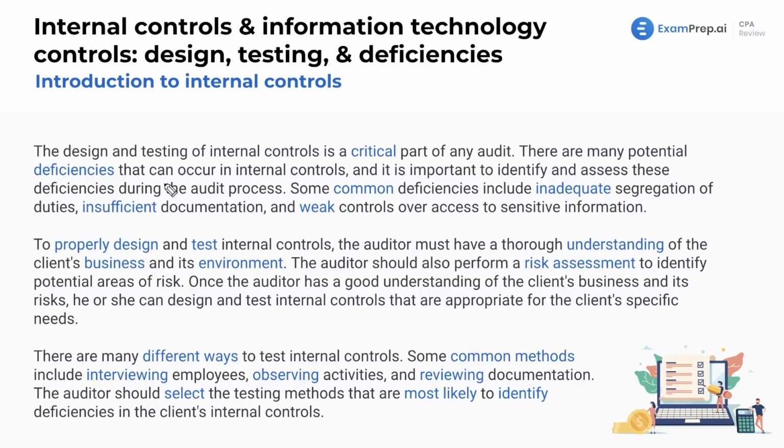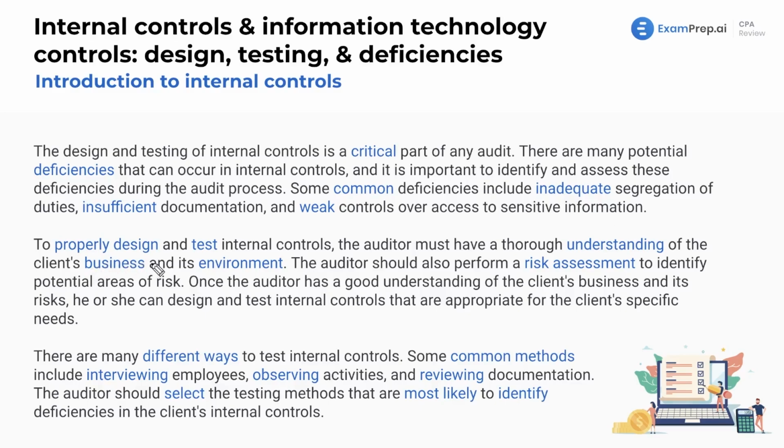There are many potential deficiencies that can occur in internal controls. So getting into this talk of deficiencies, we will get to significant deficiencies. What are those? But overall, what's the concept of a deficiency? Just an issue with those internal controls. And it's important to identify and assess these deficiencies during the audit process. Now, some common deficiencies would be inadequate segregation of duties. Someone has responsibility over two processes within the organization. Insufficient documentation, maybe we don't have proof that something was approved, and weak controls over access to sensitive information. Definitely something that you can see and visualize within a lot of entities.